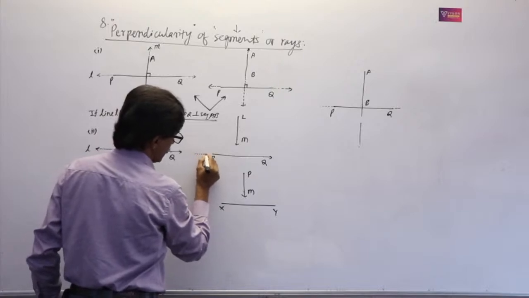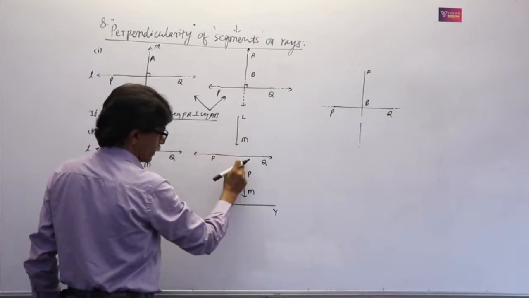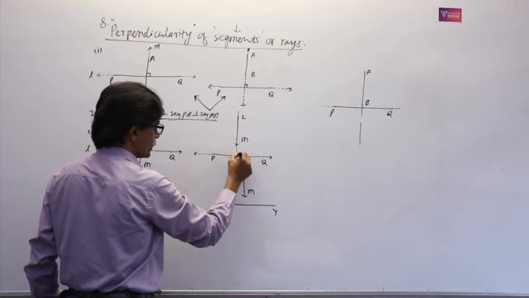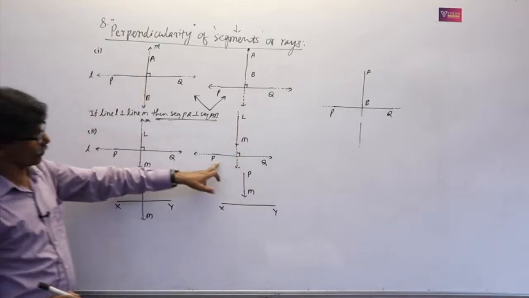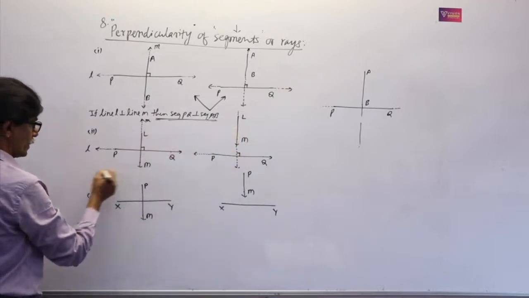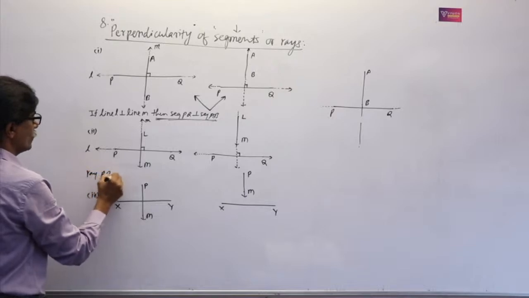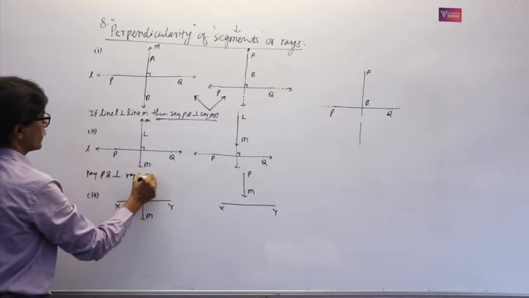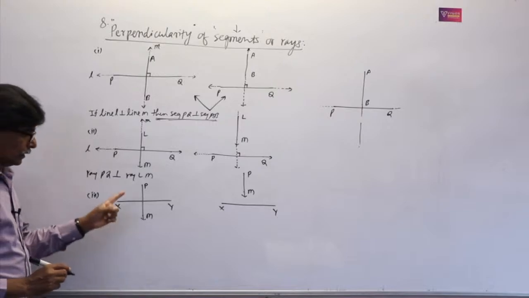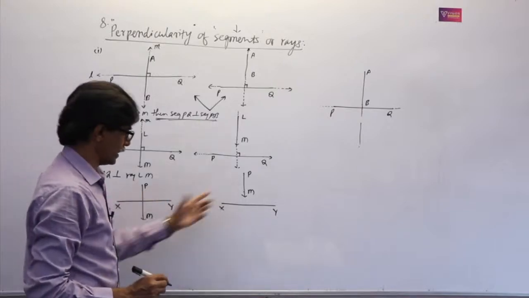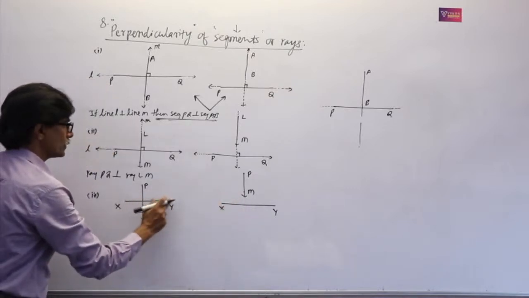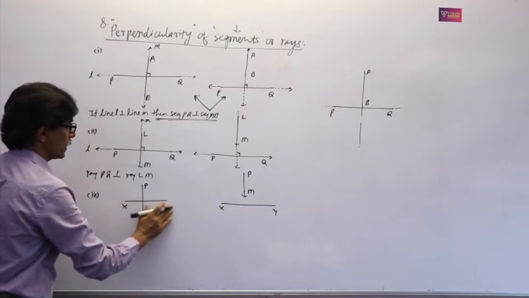So if I say that the line containing ray PQ and the line containing ray LM are perpendicular to each other, then these two rays, ray PQ and ray LM, are perpendicular. Same here also, ray PQ is perpendicular to ray LM if the lines containing them are perpendicular to each other. Same we have to apply for a segment and a ray. Same figures, only I put a gap here and no gap here. So though there is a gap or no gap, you can say that segments are perpendicular, rays are perpendicular.